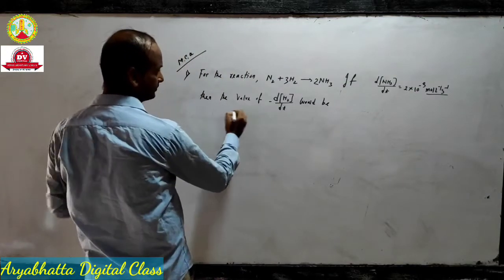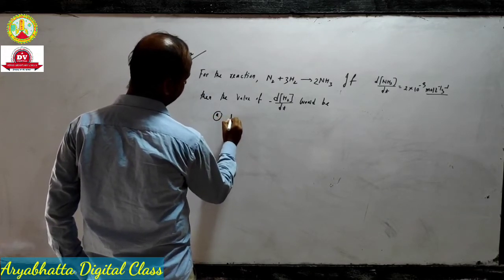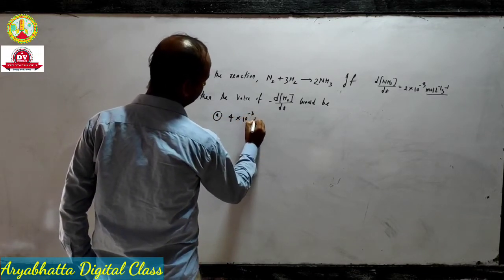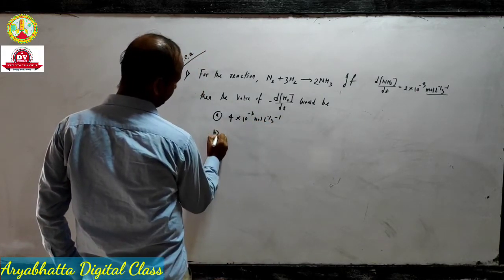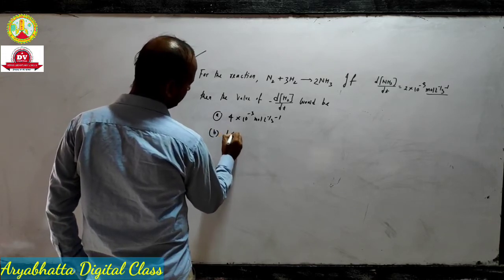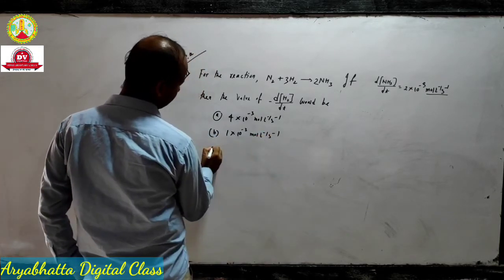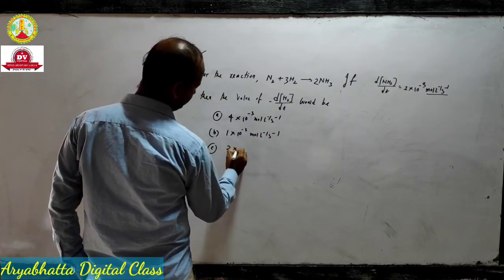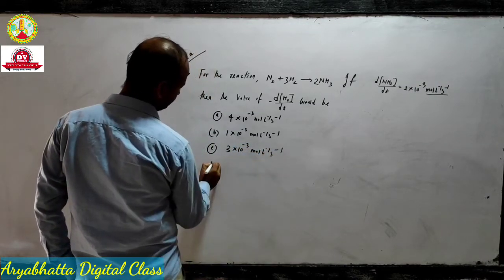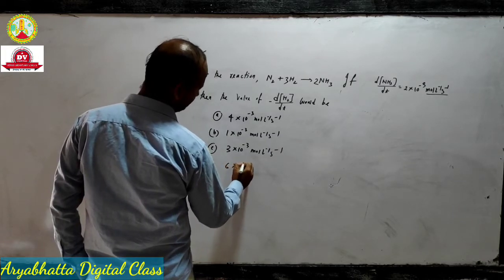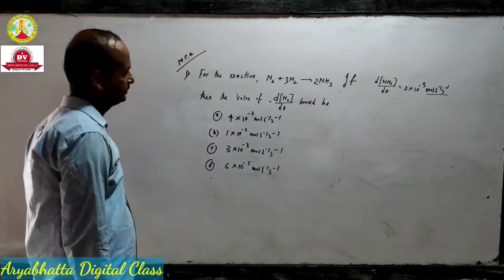Now suppose these are the options, take a look at the options. Suppose option A is 4 into 10 to the power minus 3 mol liter inverse second inverse. Option B is 1 into 10 to the power minus 3 mol liter inverse second inverse. Option C is 3 into 10 to the power minus 3 mol liter inverse second inverse. Suppose D is 6 into 10 to the power minus 5 mol liter inverse second inverse. So out of these, which one will be the correct answer?